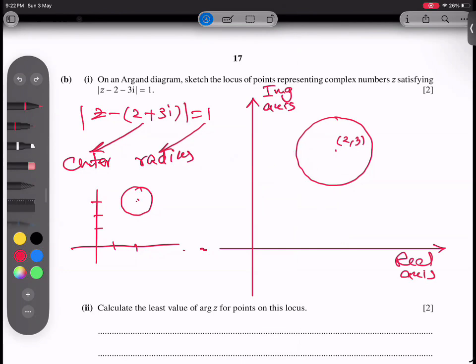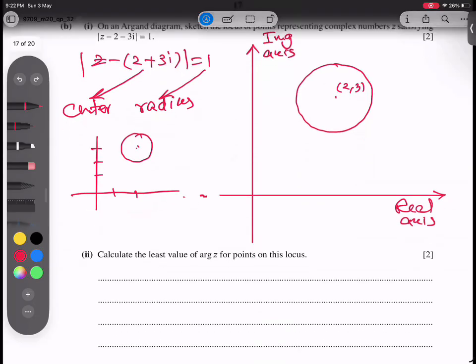We have done it. And let's talk about the least value argument of Z. What is the argument definition? So the argument definition is the shortest angle with the x-axis. Shortest angle with the x-axis.